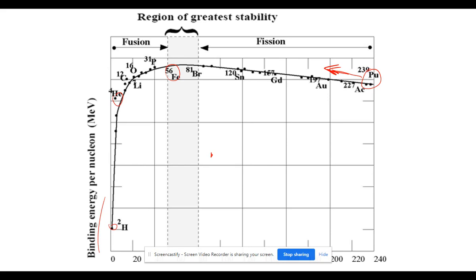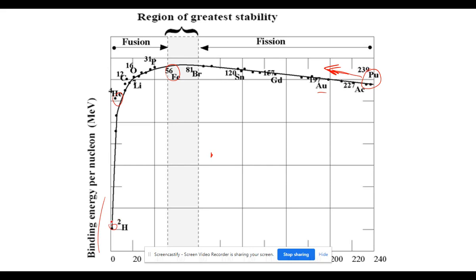So if we were to try to make anything big, like take, let's say, iron and try to build it into something else like gold, then I don't think Ge is actually gold, but to move it up, Au, I think that's gold. If you're going to move it up the graph, that would actually take energy.